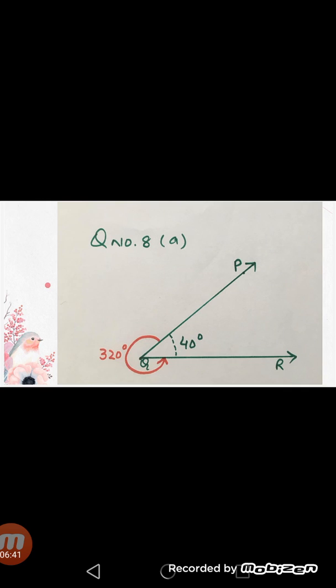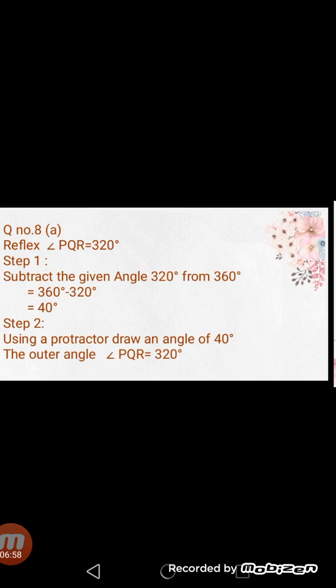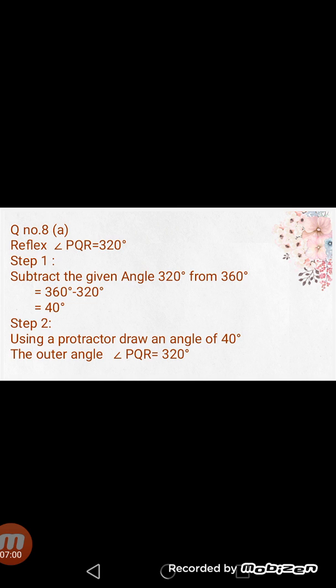Now by using protractor, you can see on your screen also. Now by using protractor, draw an angle of 40 degree. Now label the reflex angle PQR outside the angle which is 320 degree. Steps of construction for reflex angle are also given.